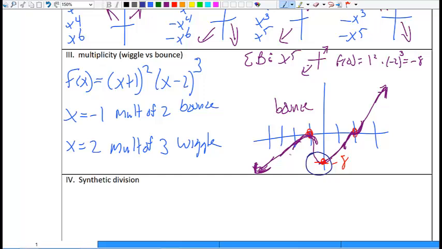So somewhere there's this turnaround point. We don't know what that is, and for us right now, it's just an estimate. But later on in calculus, they'll kind of get you there. Okay.